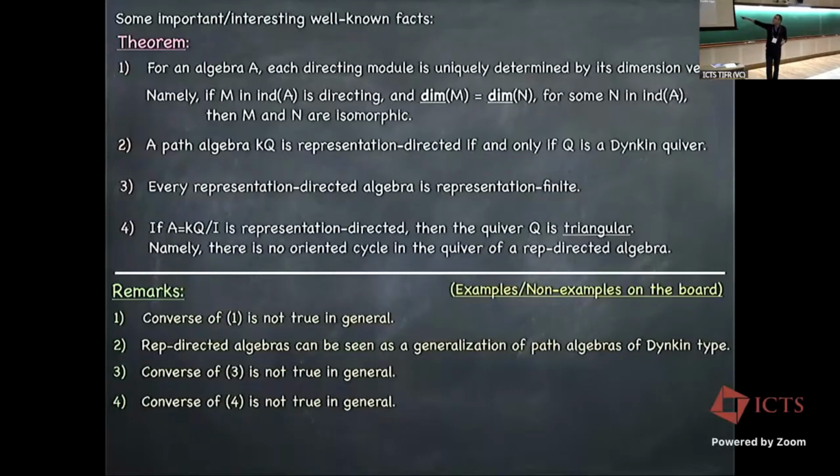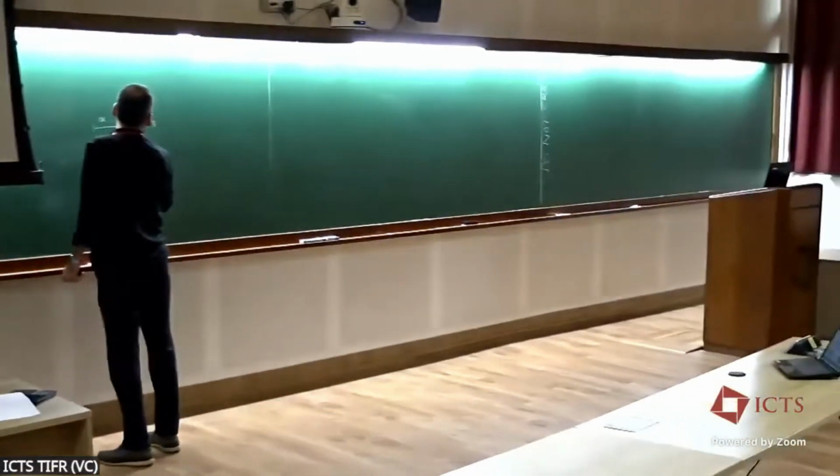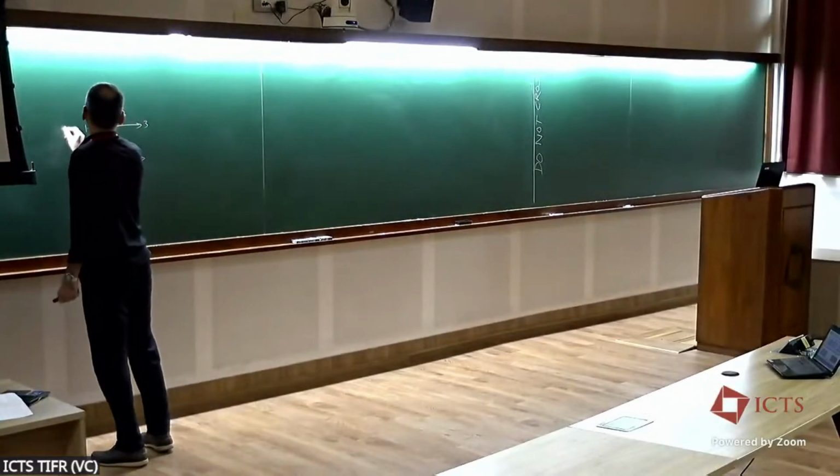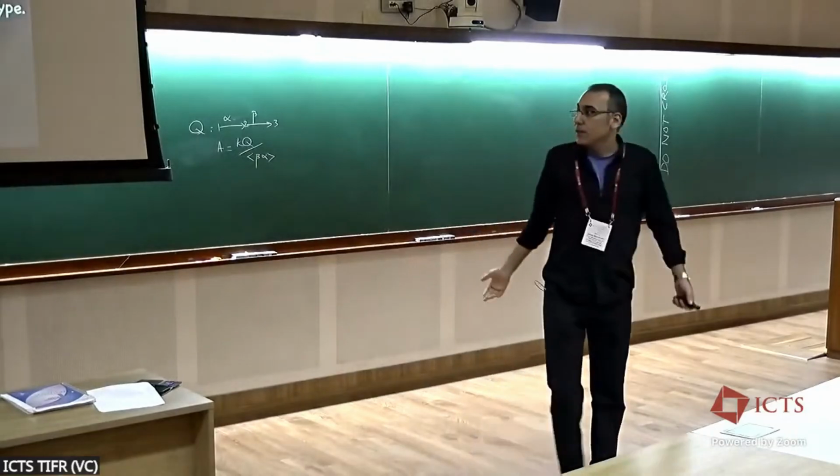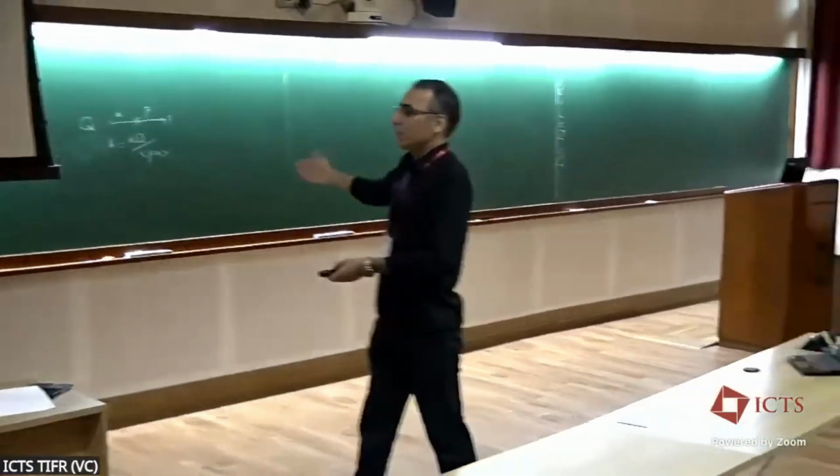Remark 2 is that representation-directed algebras can be seen as a generalization of Dynkin type, because every Dynkin quiver is representation-directed, but there are representation-directed algebras which are not Dynkin. An easy example that you can convince yourself of, let me write it. I'm so used to notations. So consider A_2 quiver modulo the relation alpha beta. This is your Q. This is representation directed, but evidently not Dynkin because it is not hereditary.